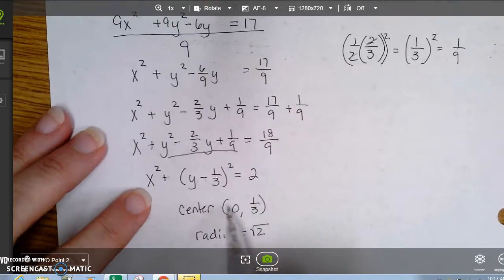So there we have it. Our center is 0, 1/3, because there's nothing with the x. The radius is square root of 2.